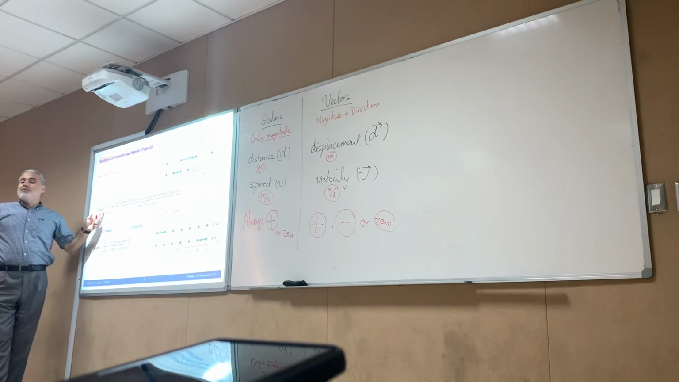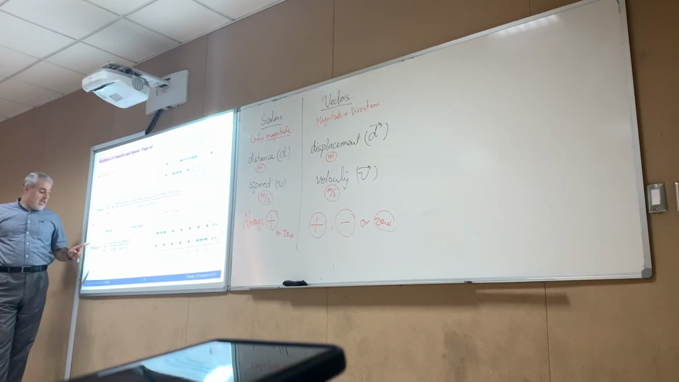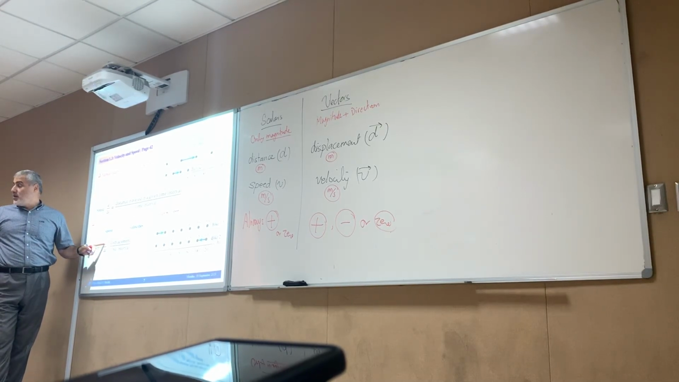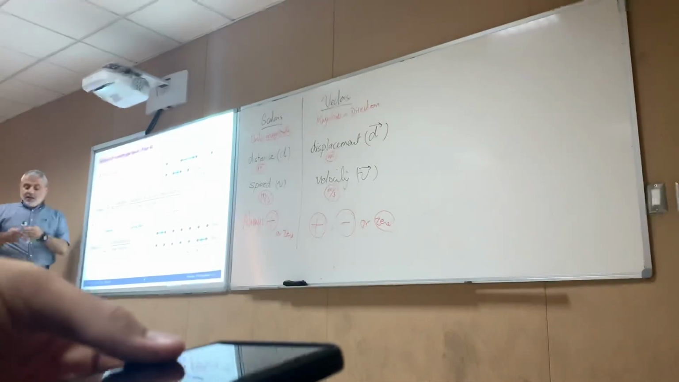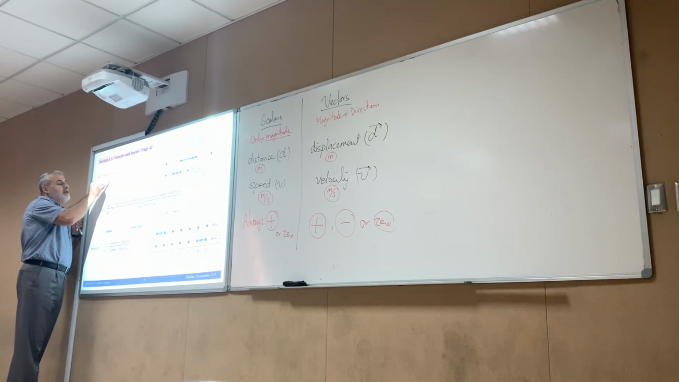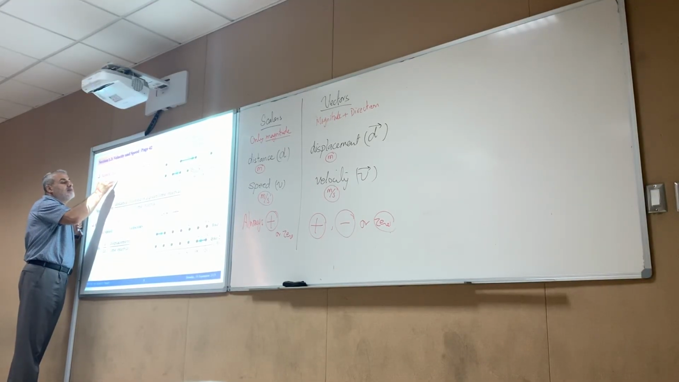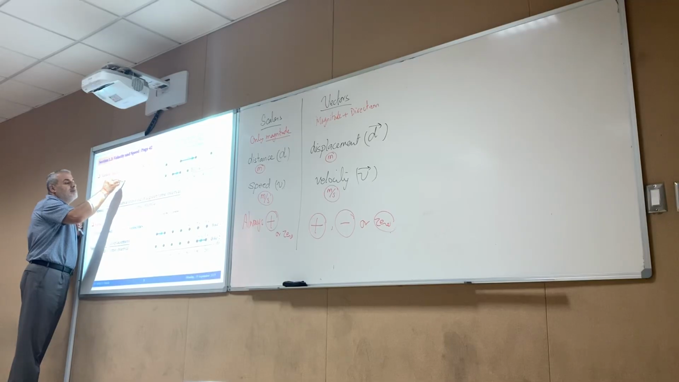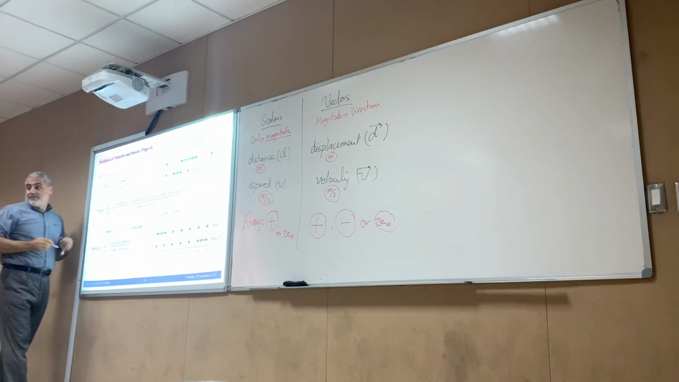Speed and distance are both scalar. Here, velocity and displacement are both vectors. You cannot switch these. So you cannot say, for example, speed equals displacement over time. This is wrong.